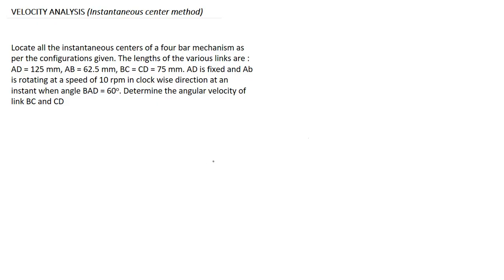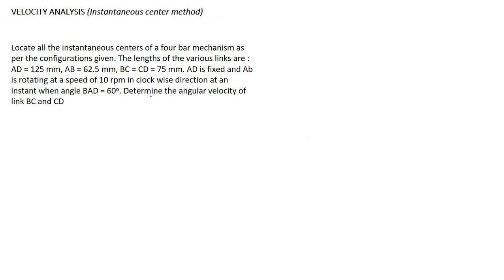Today we are going to discuss velocity analysis by using the instantaneous center method. Here is the question. Locate all the instantaneous centers of a 4-bar mechanism as per the configurations given. The lengths of the various links are AD equal to 125 mm, AB equal to 62.5 mm, BC equal to CD equal to 75 mm.